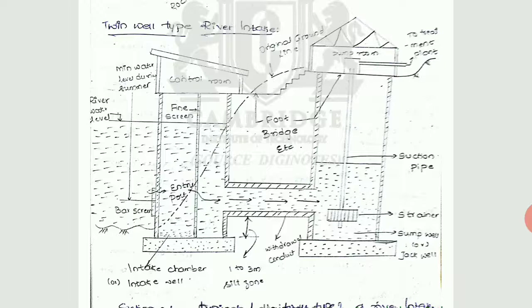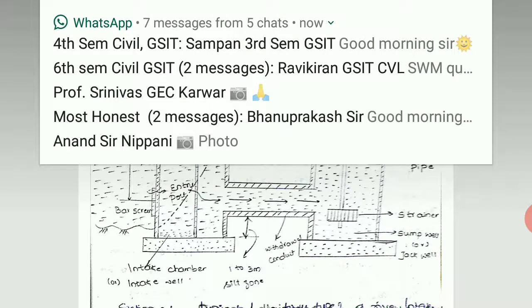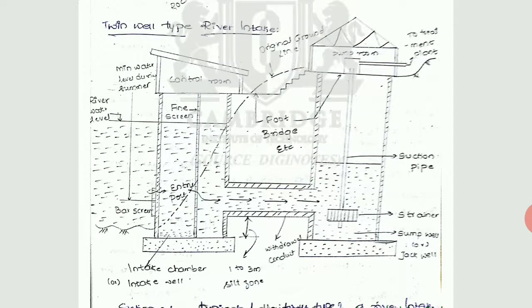One is submerged. This intake well will be submerged in the water, that is one type. And the second one is exposed. It is exposed in the water, that is the exposed intake type. And the third one is according to the presence of water in the tower: that is wet intake, and second is dry intake. Wet intake type and dry intake type. So these are the types of intake wells.